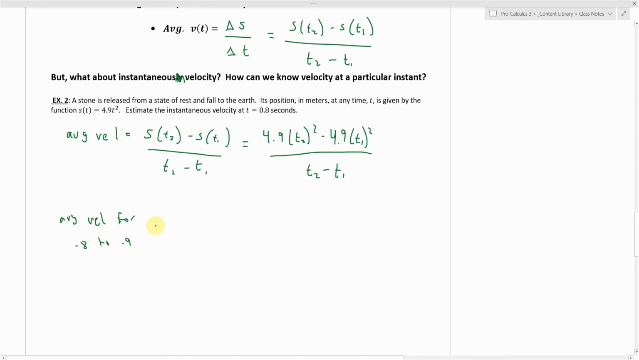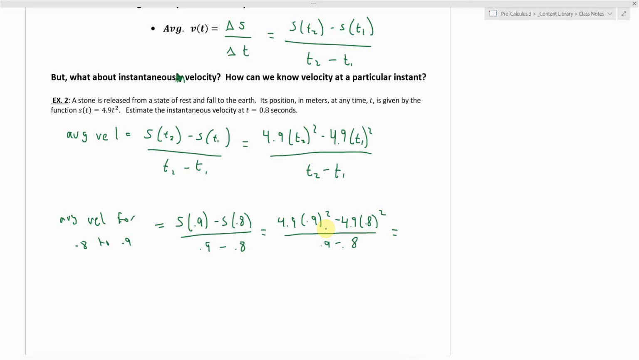That would be equal to the position at 0.9 seconds minus the position at 0.8 seconds all over 0.9 seconds minus 0.8 seconds. In other words, 4.9 times 0.9 squared minus 4.9 times 0.8 squared divided by 0.9 minus 0.8. And so obviously this is going to be pretty calculator intensive, and I'll show you how to use Excel to make this go a little faster, or you can use a graphing calculator, of course.